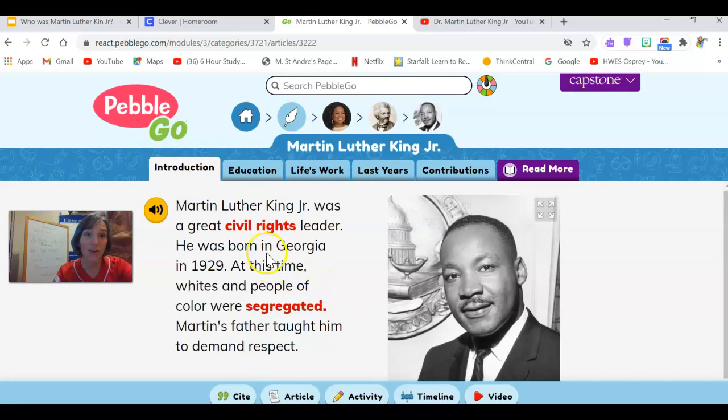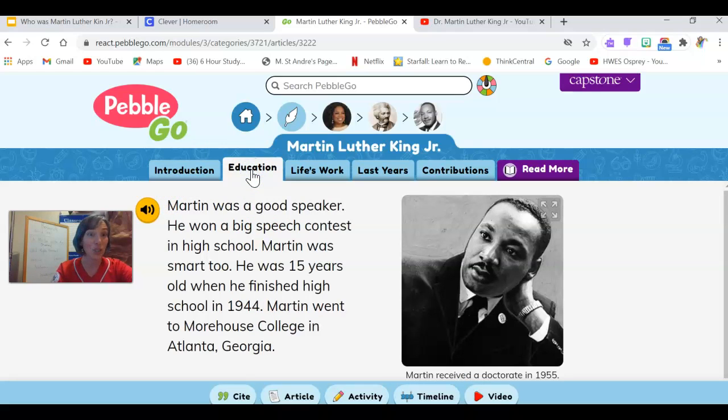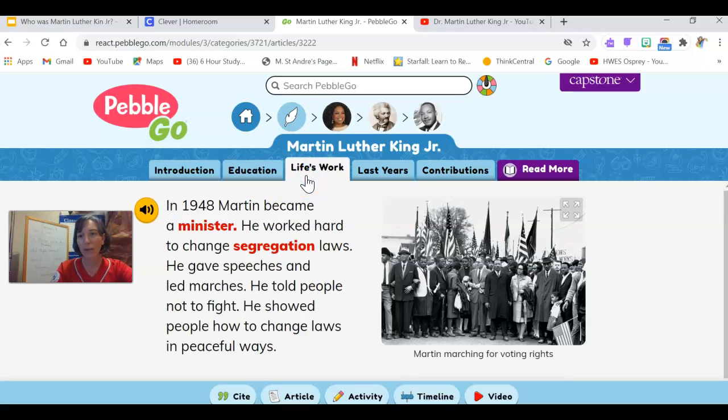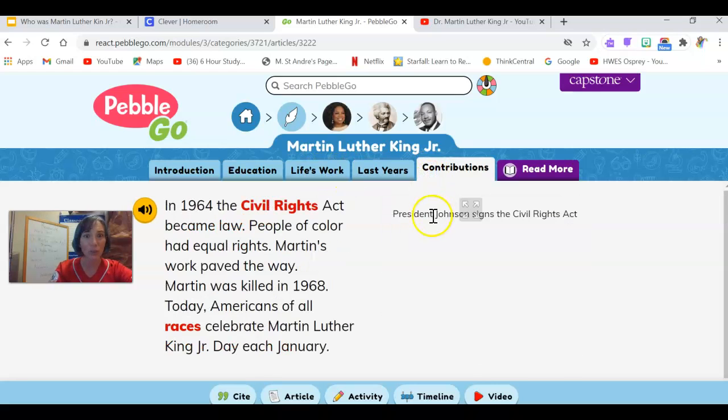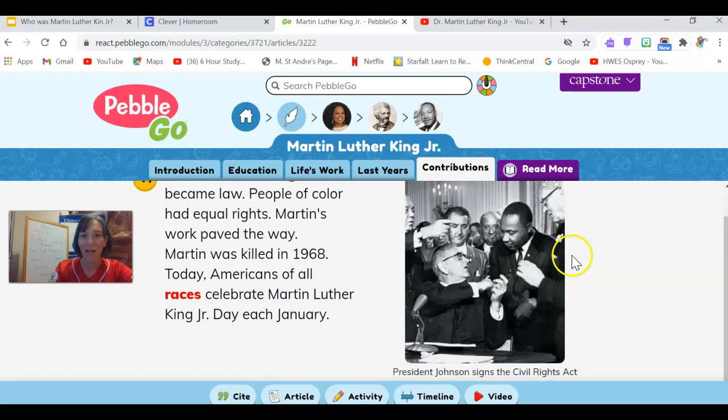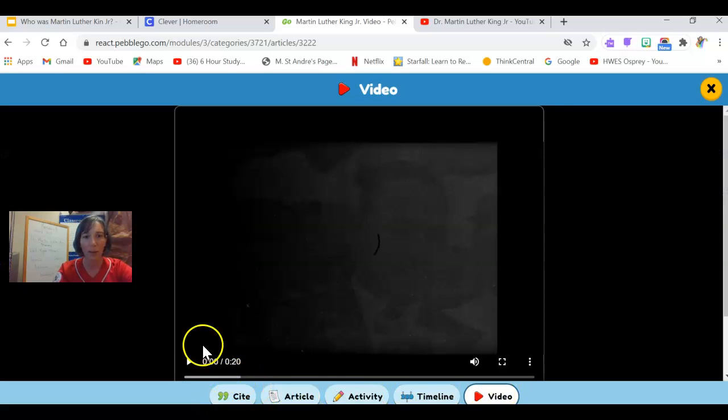now there's a whole article. And in the article, I can try to read the words by myself, or I can have the computer read to me. I can find out about where he went to school, his education. I can learn about his life's work, his last years, and his contributions. Wow, that's a really good search. Also, right down here, it has all other things. Let me watch this. It says video.